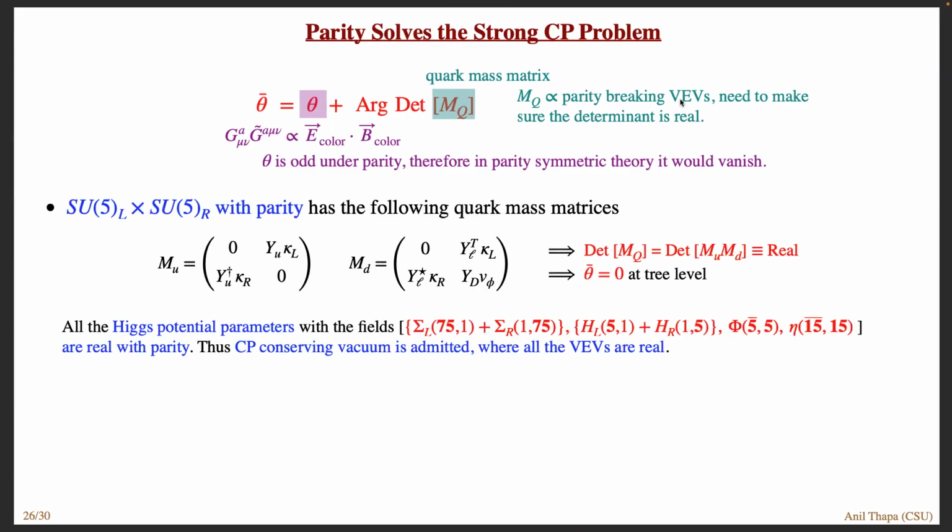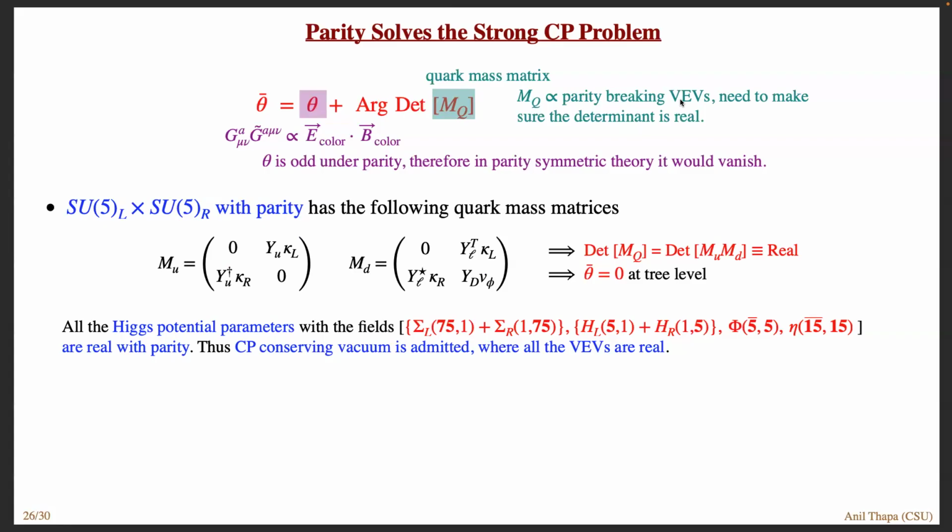Of course, this MQ has the up mass and down mass. Again, this is a 6x6 matrix. Since you have it like this, you can see the determinant of this matrix is just YU times YU dagger. So YU times YU dagger is a Hermitian matrix. The determinant of a Hermitian matrix is real. I do exactly the same thing here. So I prove, at least at this stage, that if you have S5 cross S5 parity, well, these Yukawa couplings are Hermitian, of course.